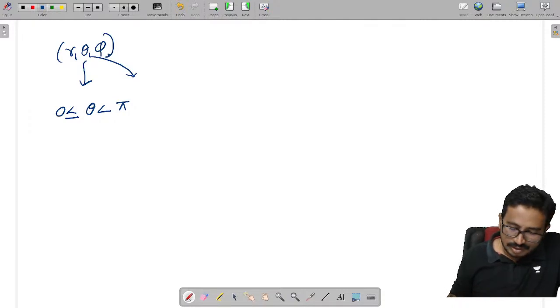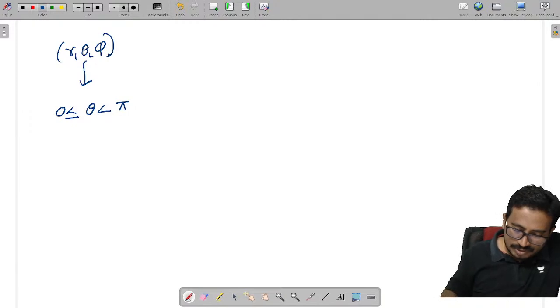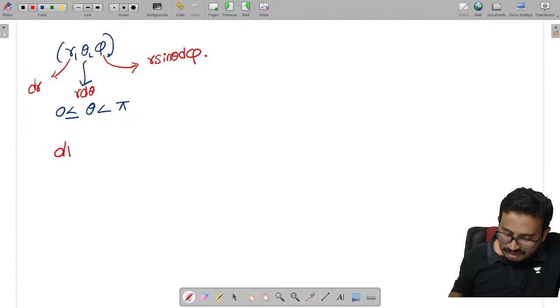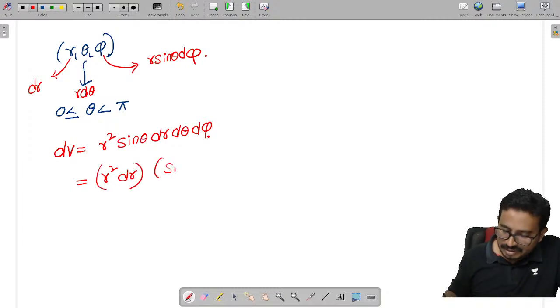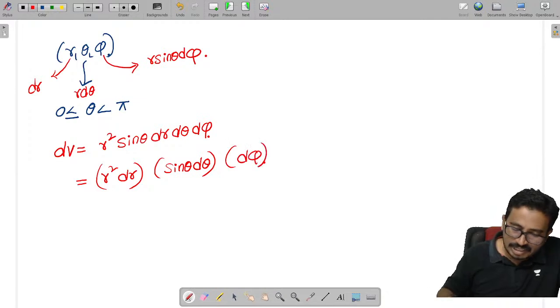Yes, which is given as r d theta. So if you see carefully, the change in length along the r direction is dr, along theta it is r d theta, and along the phi direction it is r sin theta d phi. When writing the differential volume, what can I write? r squared sin theta dr d theta d phi. Here r squared dr is for the r limits, sin theta d theta is for the theta limits, and d phi is for the phi limits. Right?